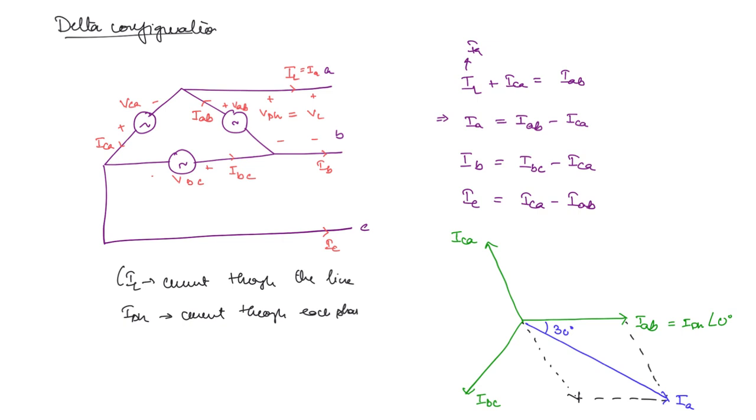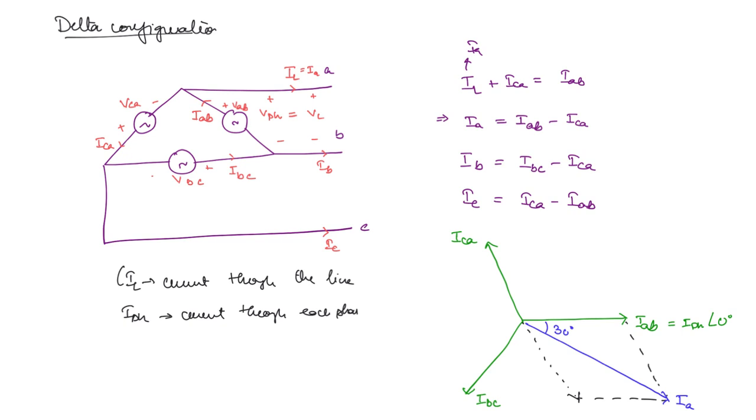In a star configuration, what did we see? We saw that the line voltage was leading by 30 degrees. Here the line current is lagging by 30 degrees. So these are the few points that you need to remember. But if you forget, in the case of an exam, you can just make a quick phasor diagram.